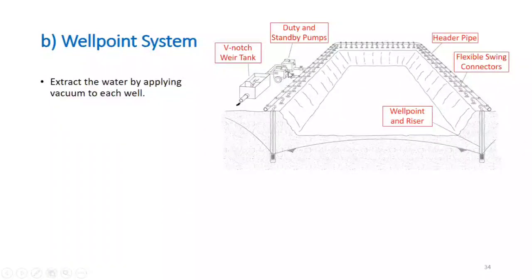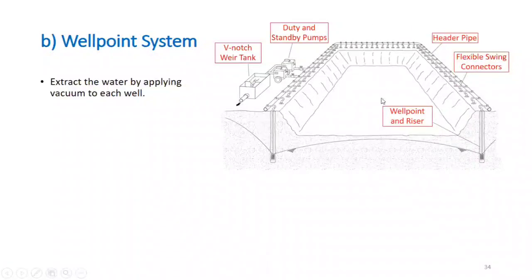This header pipe is connected to a system which will create vacuum for it. So you can pump out the water by vacuum, and then you can have a settling tank. You can remove the sediments, and then you can discharge it to a nearby site. Again, the point is that you are intercepting the groundwater before you start your excavation. So you lower the groundwater to your proposed level, and then you start excavation.